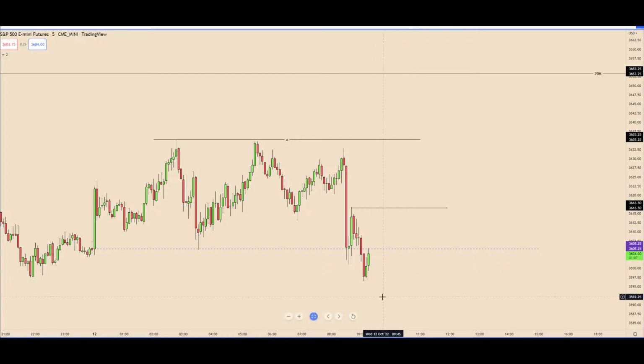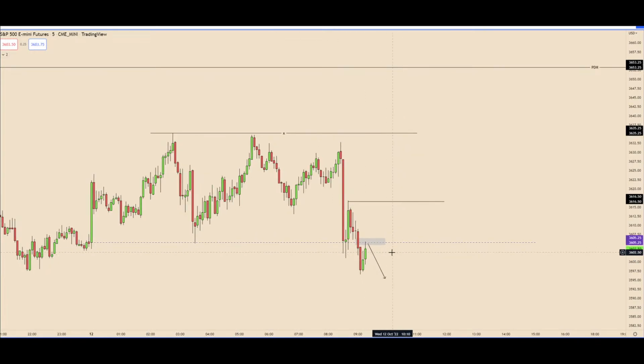I mean, yeah, this is what I was just talking about. This could potentially be a short. Fair value gap, right? Order block, midnight open. But I just don't really trade pre-market.